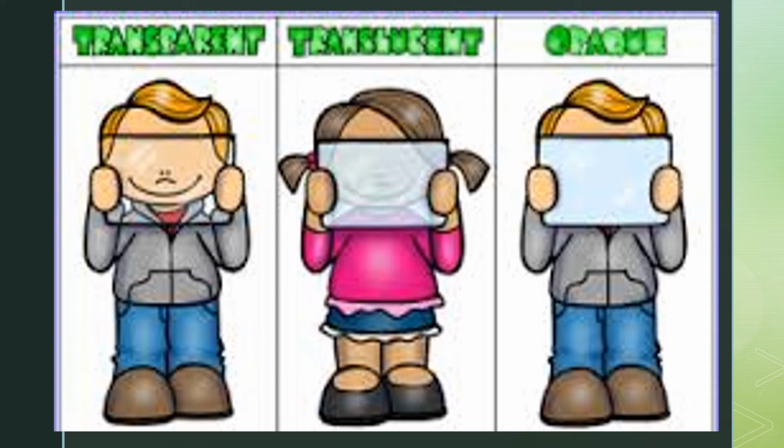This is an illustration of how light can pass through different objects. As you can see, transparent materials let most light pass through it. Translucent, only some of the light can pass through, and opaque materials do not allow light to pass through it at all.